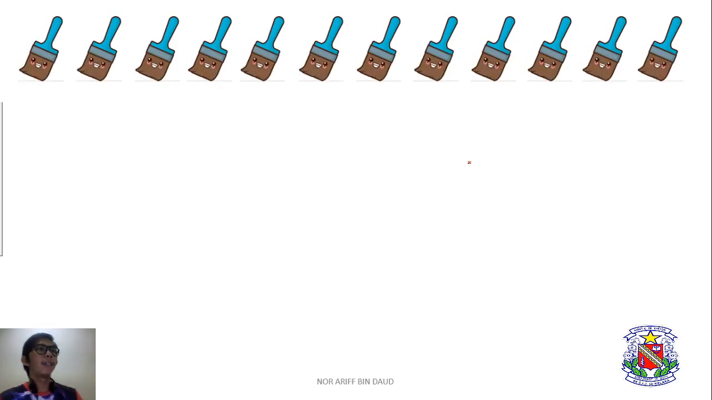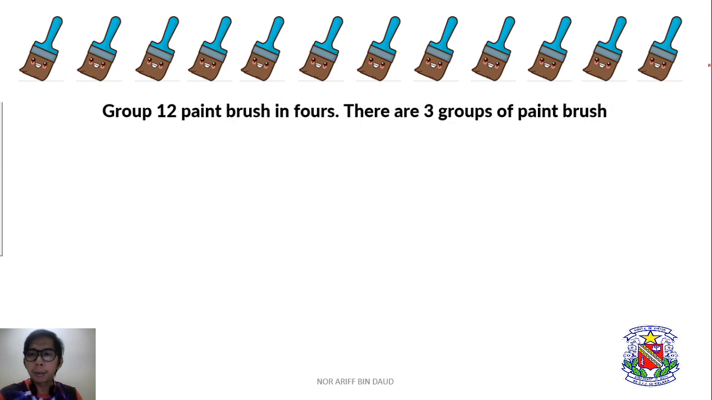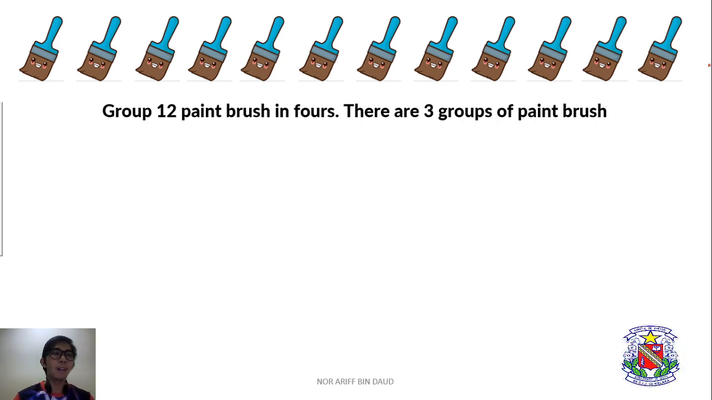I have paintbrushes here. So how many paintbrushes? Let's count together. 1, 2, 3, 4, 5, 6, 7, 8, 9, 10, 11, and 12. So I have 12 paintbrushes here. Now let me show you the question. Group 12 paintbrushes in 4. There are 3 groups of paintbrushes. I repeat, group 12 paintbrushes in 4. There are 3 groups of paintbrushes.